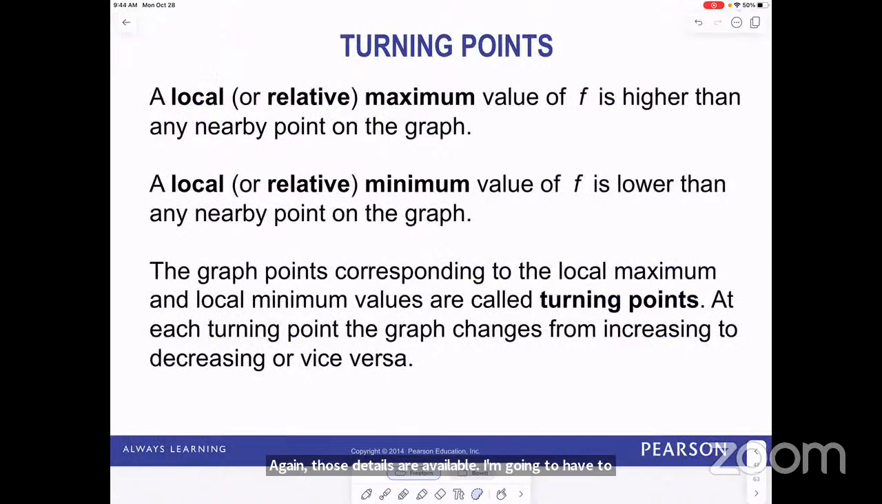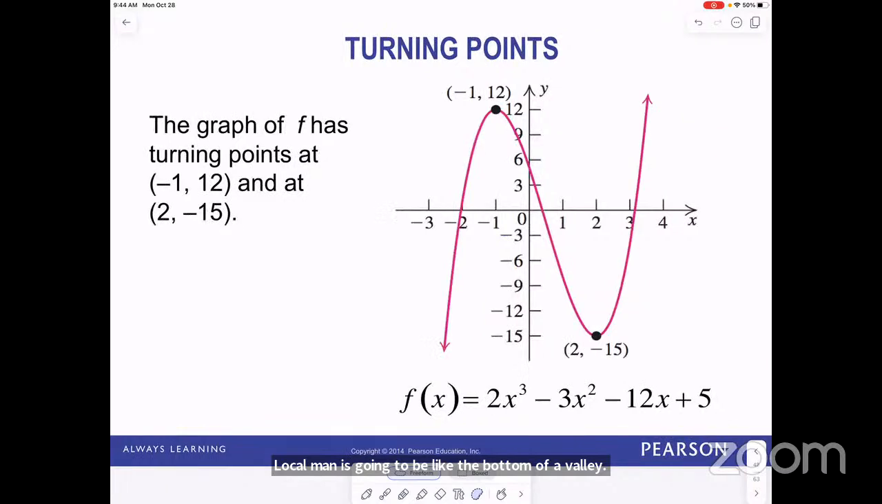Local max and local min. These are like turning points. In a graphical sense, the local max is basically like the peak of the mountain. So where our curve goes from increasing to decreasing, it's like the top of a mountain. That's why it's a local maximum. Local min is going to be like the bottom of a valley. So on the left, we have a local max. On the right, we have a local min.